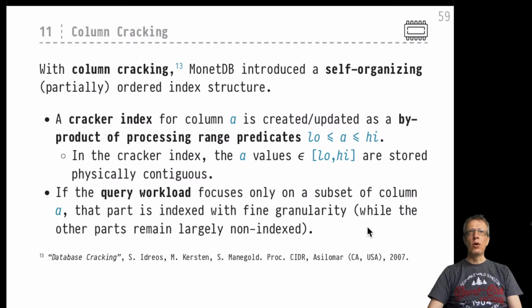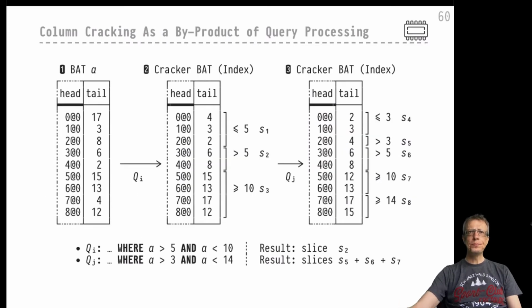So let's look at how this works. Okay, so we would start with our original BAT, the original BAT A, let's say. So the A values in this column BAT would be subject to range predicate evaluation.